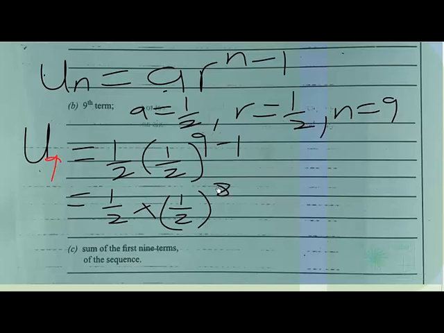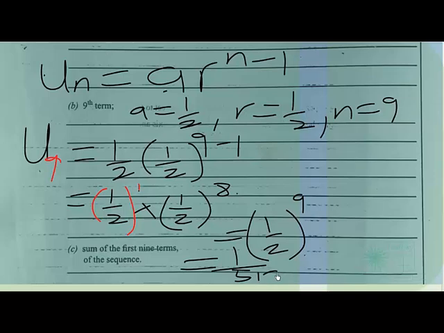And recall that the 1 over 2 here is the same as 1 over 2 exponent 1. So using the laws of indices, you write down one base and add the exponents. 1 plus 8 is 9. So 1 over 2 exponent 9 is the same as 1 exponent 9, which is 1, over 2 exponent 9, which is 512.